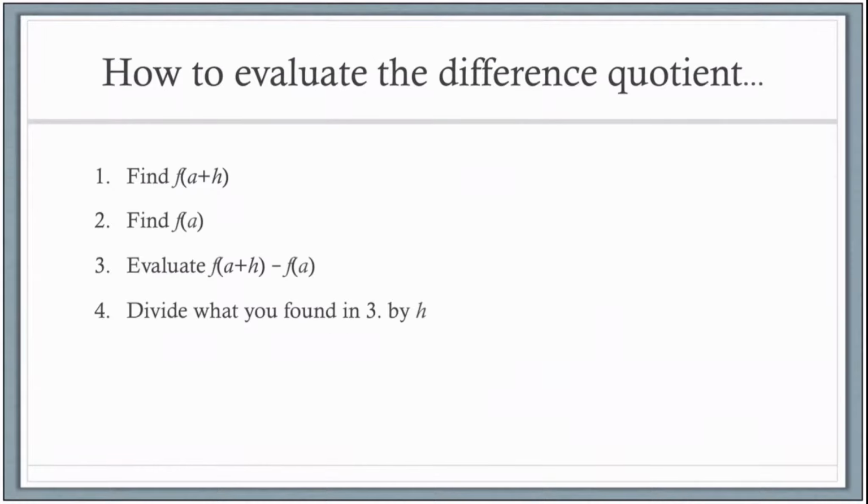The first thing that we need to talk about is how to evaluate the difference quotient. The first thing we need to do is find what f of a plus h is. Then we need to find f of a. We're going to find the difference between the two and then divide that result by h. So basically, I'm just following my order of operations here.